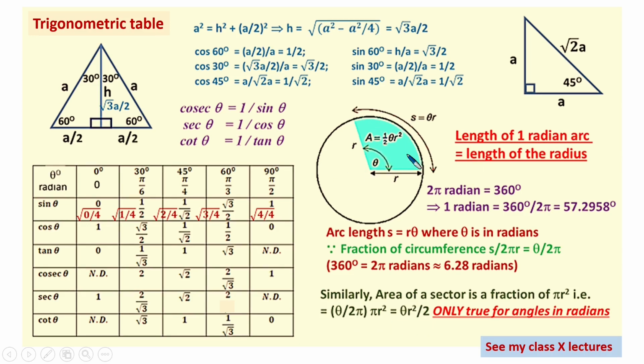So this sector is a fraction of this pi r square. So what fraction? That is theta divided by 2 pi, the whole thing. So this is the fraction of area. I have written here, this is the area and the fraction is theta by 2 pi. Just pause and go through it.